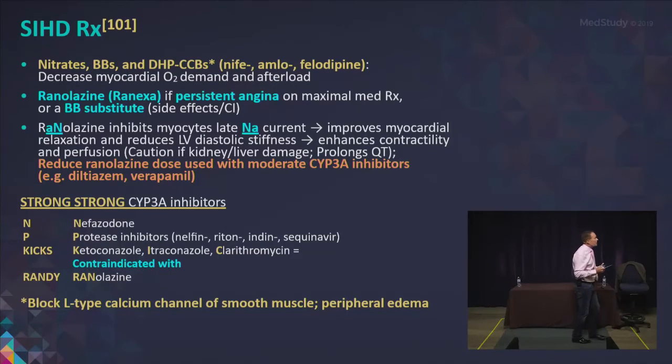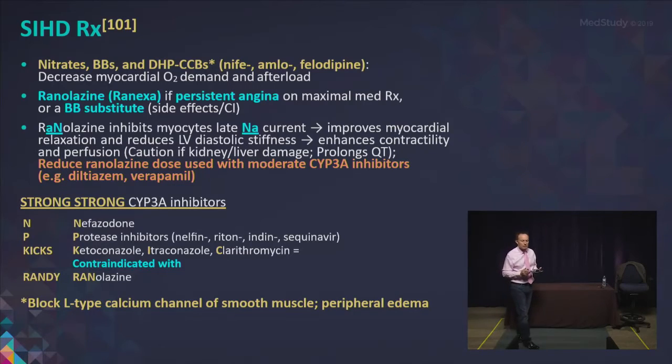And we do that by treating them with various medications: nitrates, beta blockers, dihydropyridine calcium channel blockers. Remember, they block the L-type calcium channel of smooth muscle, but they are associated with peripheral edema as well. So you're talking nifedipine, amlodipine, and felodipine here. And all of these agents work essentially by decreasing the work the heart has to do, by either slowing it down and/or reducing the blood pressure it has to pump against.